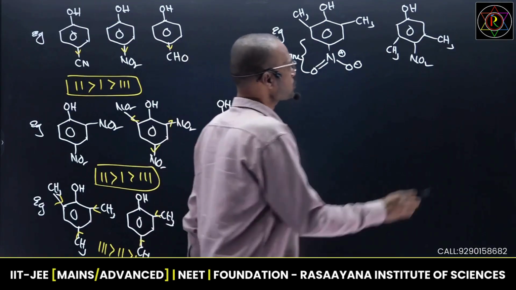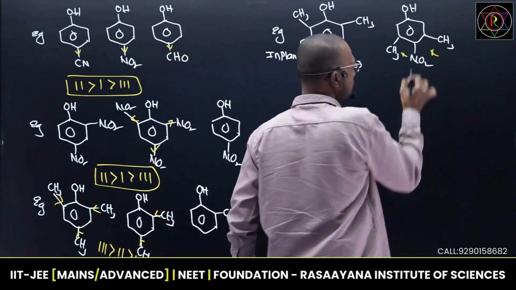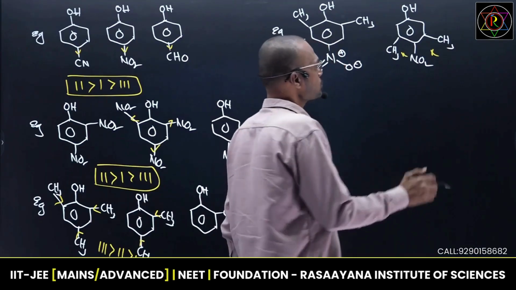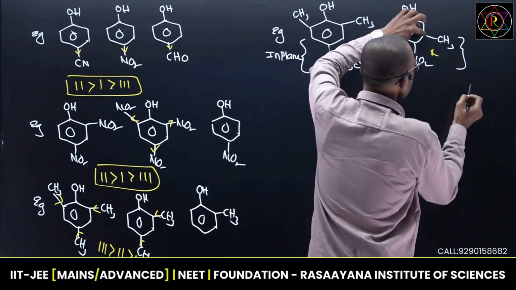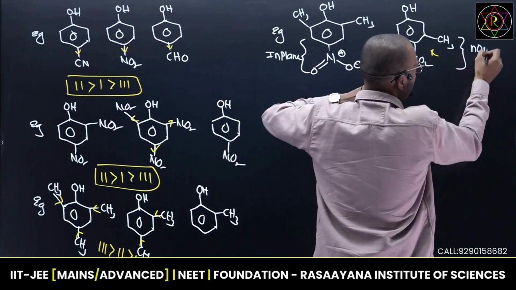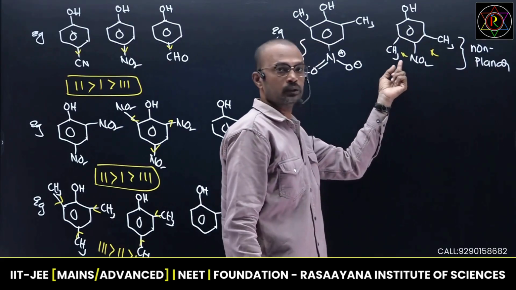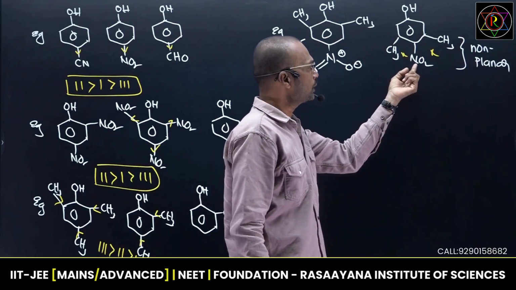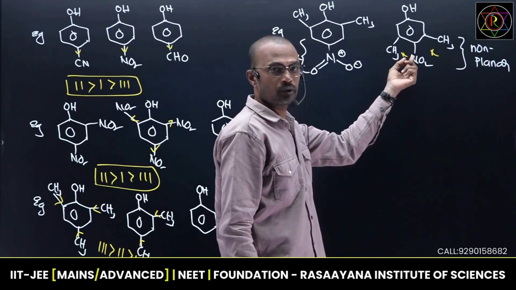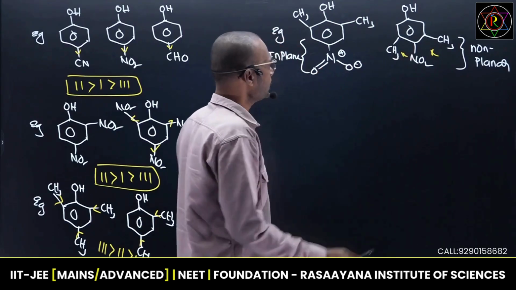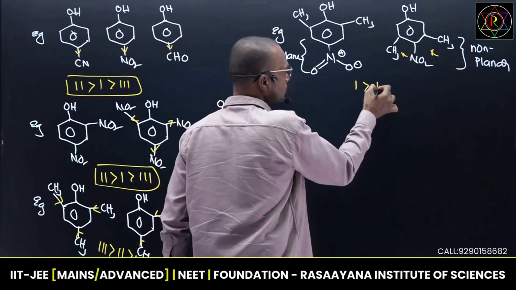But what happens is, due to steric crowding between this methyl and nitro, it is not planar. So with respect to the benzene carbon, nitro is non-planar. If it is non-planar, withdrawing character is very poor. If it is withdrawing very weakly, the acidity is very low. If it is withdrawing very strongly, its acidity is very high. So 1 is more acidic than 2.